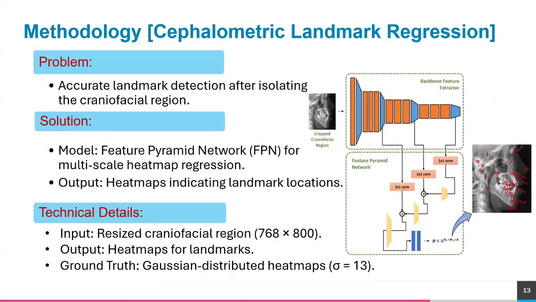The second stage of the proposed method is to regress the landmark locations using the cephalometric landmark regression module. This stage regresses all landmarks simultaneously, employing a feature pyramid network with heat map regression. The FPN introduces multiscalarity to our network, allowing for landmarks with varied discriminative features to be identified correctly. The ground truth heat maps are produced using Gaussian distribution.